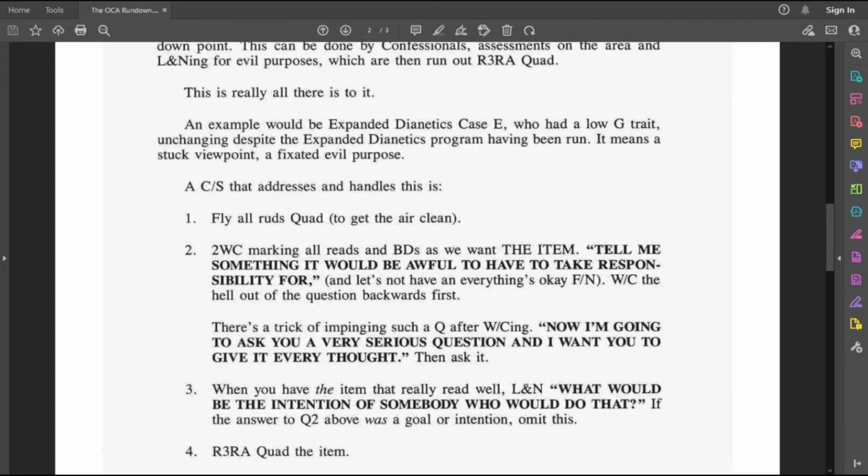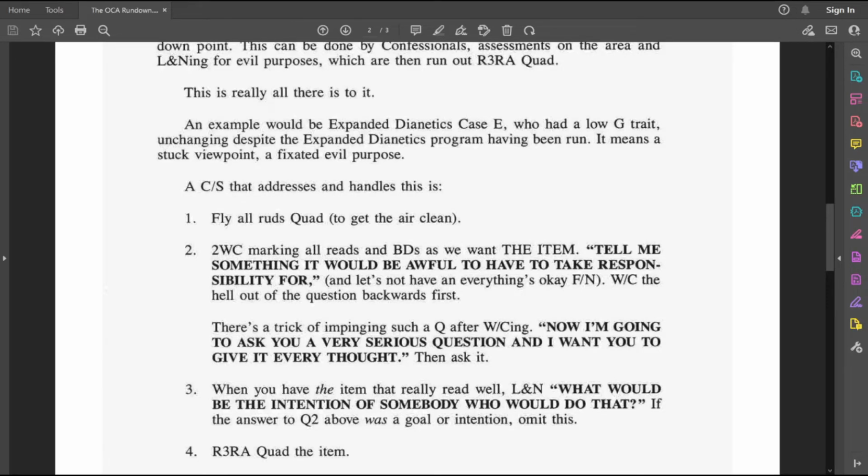A CS that addresses and handles this is 1. Fly all routes quad to get the air clean. Rudiments is basic things. So do you have an ARC break? Do you have a present time problem? Things to do before the session begins. Two-way communication, marking all reads and BDs as we want the item. Now, I don't know what a BD is, so I'll have to figure that out.